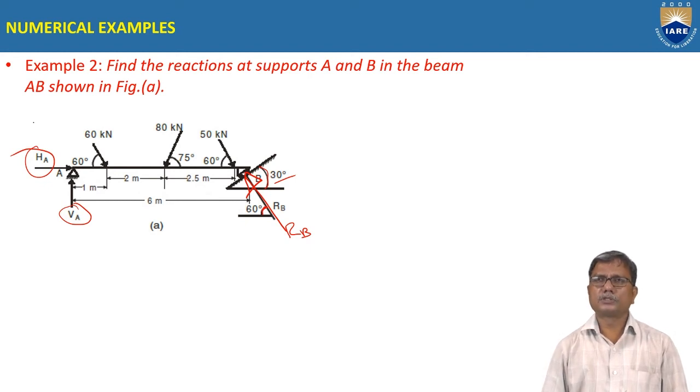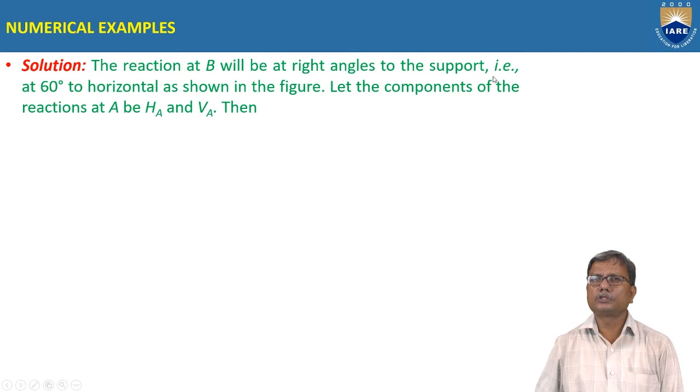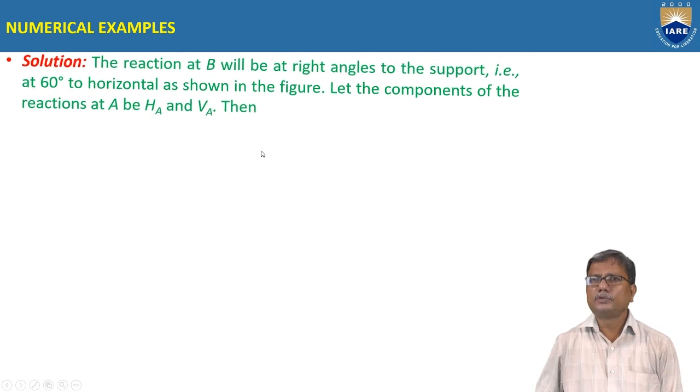There are 3 point loads: 60 kilonewtons inclined at 60 degrees, 80 kilonewtons inclined at 75 degrees, and one more load, 50 kilonewtons, inclined again at 60 degrees. And the location of these forces is also given in the figure. The span of the beam is 6 meters. Here, the reaction at B will be at right angles to the support, that is at 60 degrees to the horizontal. That is shown in the figure.